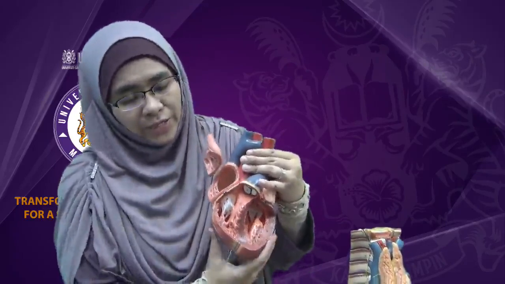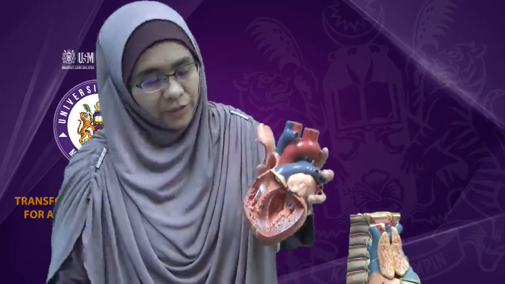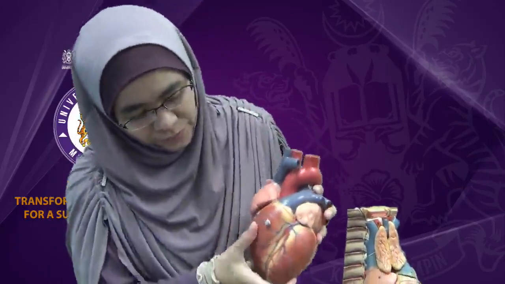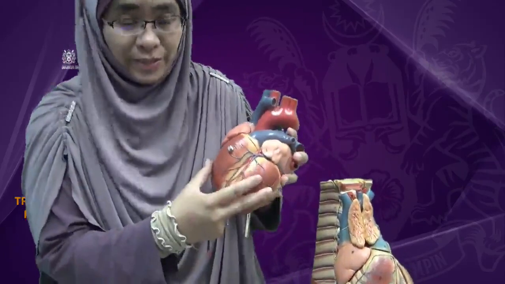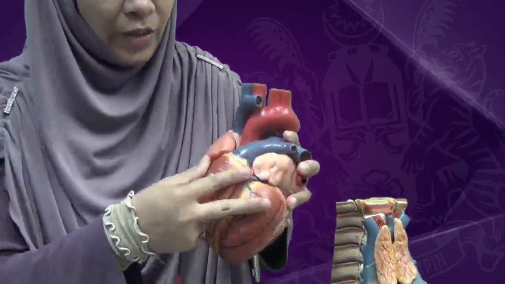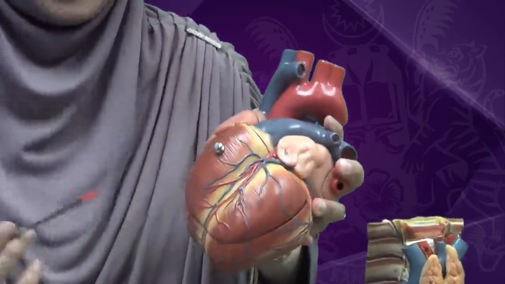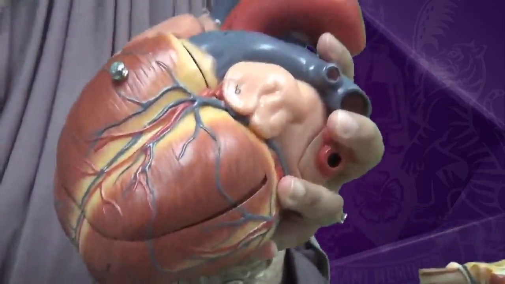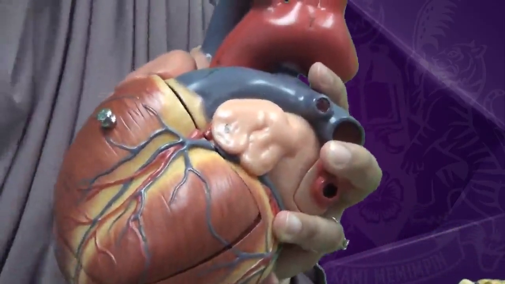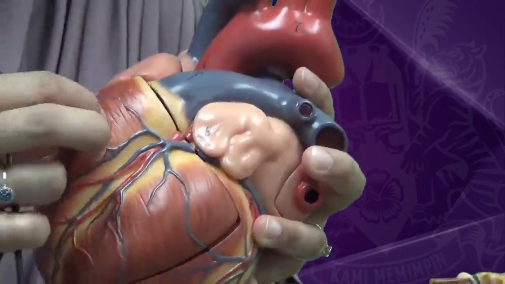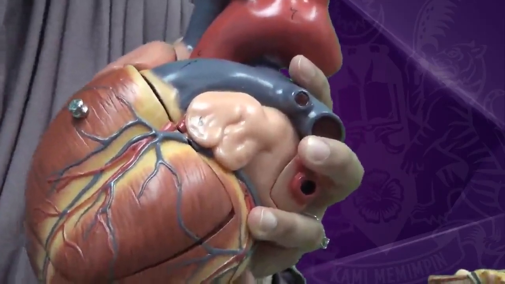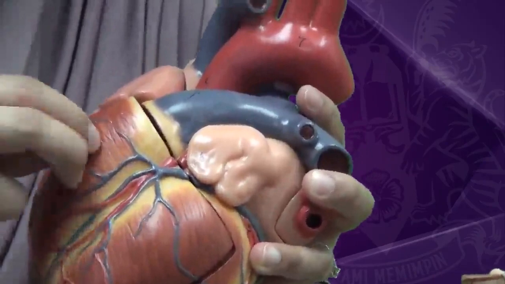Now let us discuss the right ventricle. This is the right ventricle. There is nothing much from the external view. When you are asked to describe the external features of the right ventricle, you just describe the surfaces and the borders, that's all. But if you want to describe the right ventricle, it is mainly the internal structure.